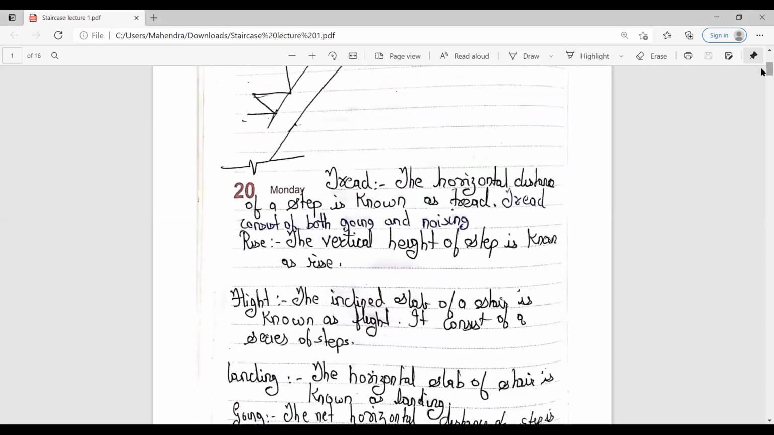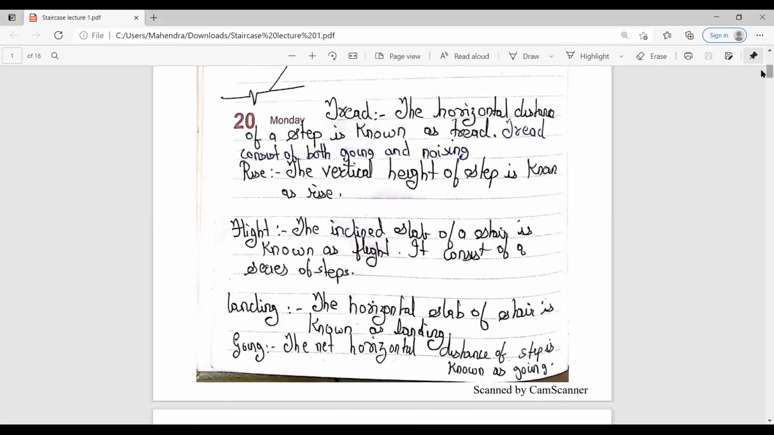So the horizontal distance of the step is known as tread. Tread consists of both going and nosing, as I have already shown you in the diagram. The vertical height of the step is known as rise. And flight is nothing but the inclined slab of the stair. The inclined slab of the stair is known as flight. You have already seen in the diagram that it consists of a series of steps.